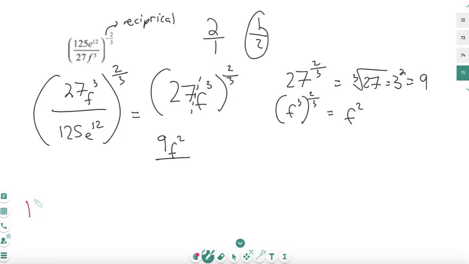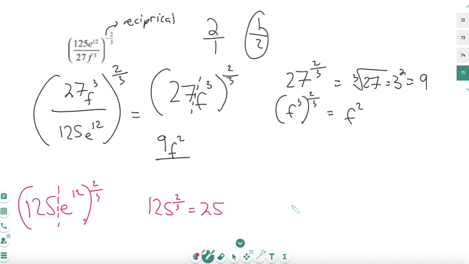So the bottom will be 125 e to the power of 12, all to the power of 2/3. Same thing, we'll cut it. 125 to the power of 2/3, you can put in your calculator, that'll be the cube root of 125 is 5. 5 squared is 25. And then e to the power of 12, to the power of 2/3. It's the inside-outside rule, so we multiply these. 12 times 2/3 is 8, so e to the power of 8. So it's 25 e to the power of 8.